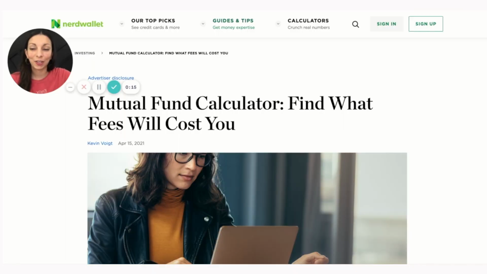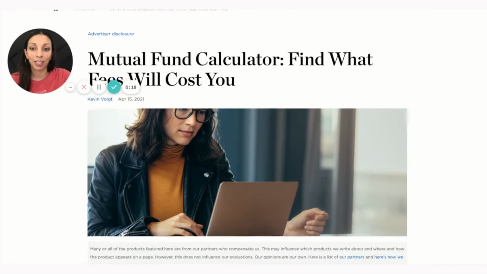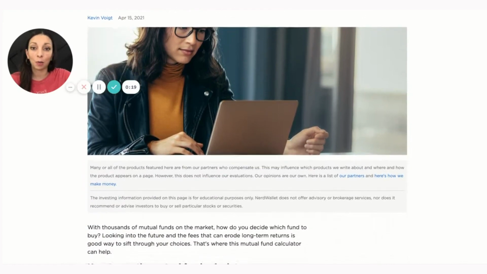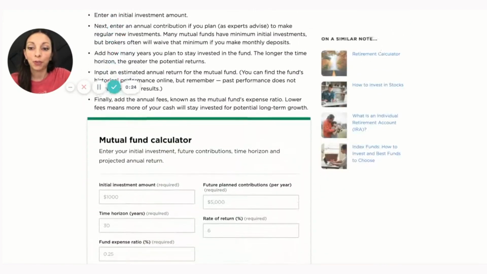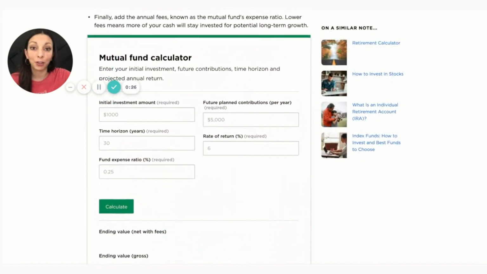All right, I like to use this calculator from NerdWallet. It's a mutual fund calculator. It helps you see how much your fees will add up to over time. So if you just scroll down, you can enter your own numbers of what you would actually be investing, but I'm just going to use their pre-selected numbers.